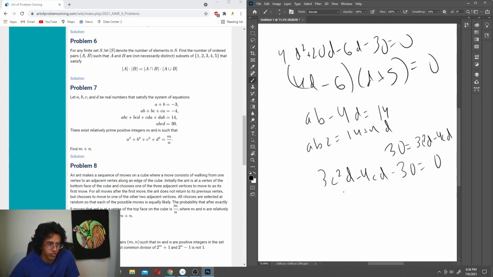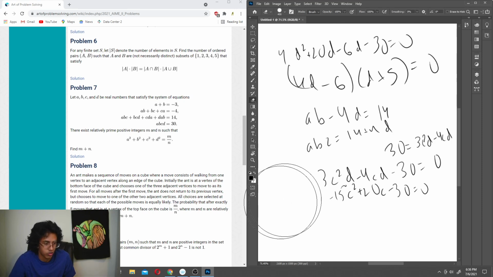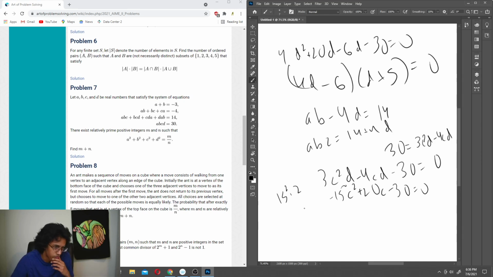So we got negative 15C squared plus 20C minus 30 is equal to 0. So 150 and 20. 15, 10, no. 30 and 15 doesn't work. So 15 squared times 2 is what we needed to multiply to, and we needed to sum to 20. How do you get that to sum to 20? Is that even possible?